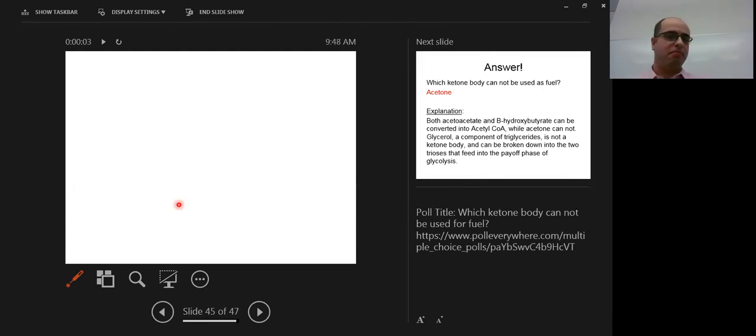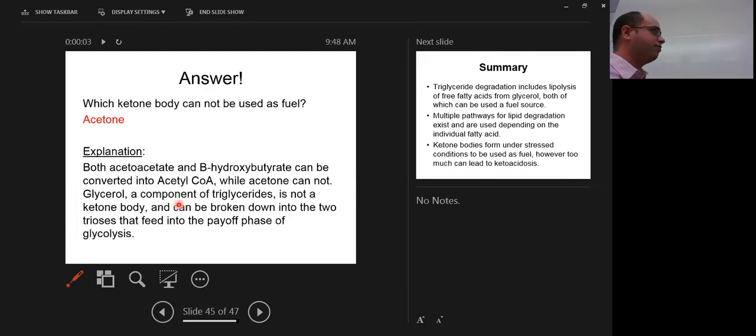The last one, no. I don't think he died. We'll say he didn't. All right, so about 96% of the class say it's acetone. Glycerol itself is not a ketone body. That is released during triglyceride breakdown. It's a component of triglycerides, not a ketone body. The other two, acetoacetate and beta-hydroxybutyrate, those can be used as fuel, and it's only the acetone that cannot.